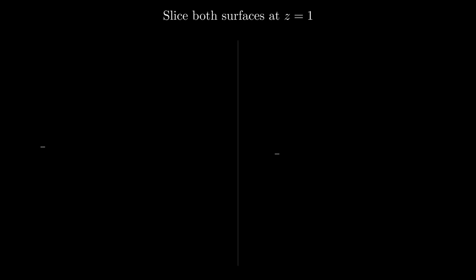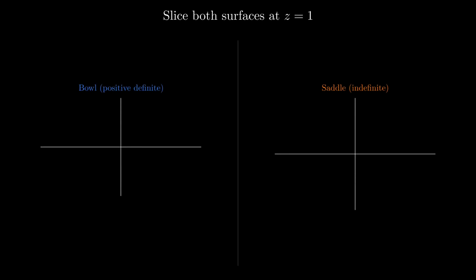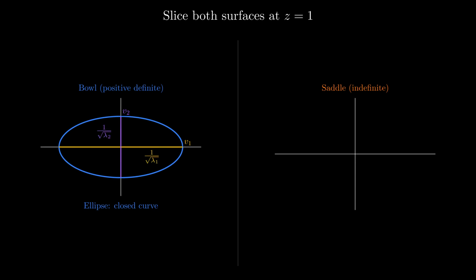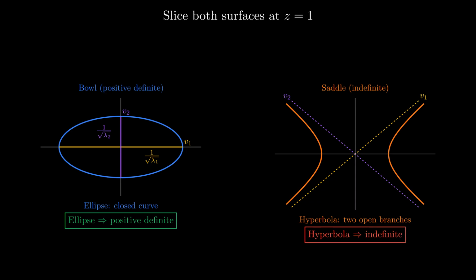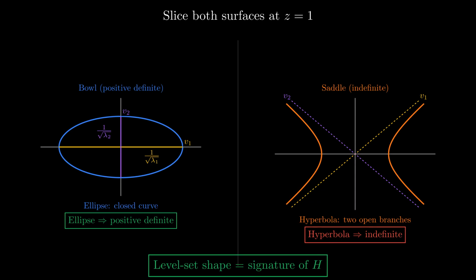Now slice both surfaces horizontally at height 1, and the difference between them becomes vivid. The bowl slice is an ellipse, a closed curve with points trapped near the minimum. Its axes line up with the eigenvectors of the Hessian, and the axis lengths are 1 over the square root of each eigenvalue. The saddle slice, on the other hand, is a hyperbola, two open branches that escape off to infinity, with asymptotes pointing along the eigenvector directions. An ellipse means positive definite, a hyperbola means indefinite. The shape of the level set is the signature of the matrix.